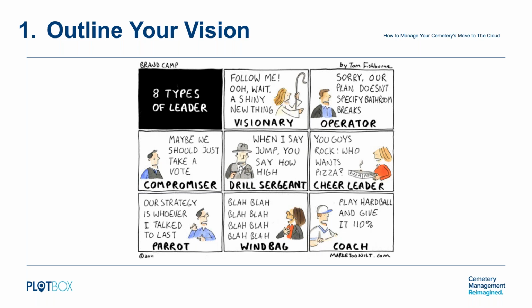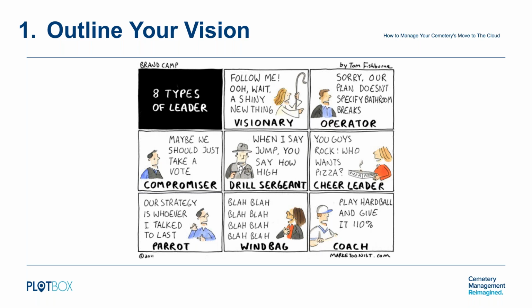In the drawing above, let's look at the compromiser here. Unable to make decisions, this guy's abdicating to the team. Or the drill sergeant. Nobody likes being dictated to on a whim. Or the parrot, the worst one in my opinion. This guy repeats other people's ideas, even if they contradict each other.